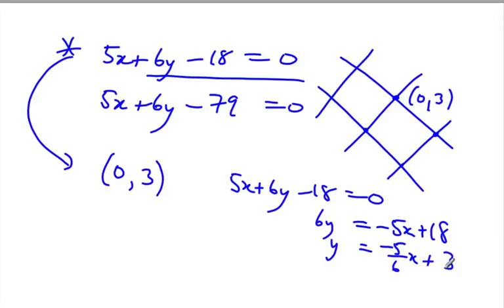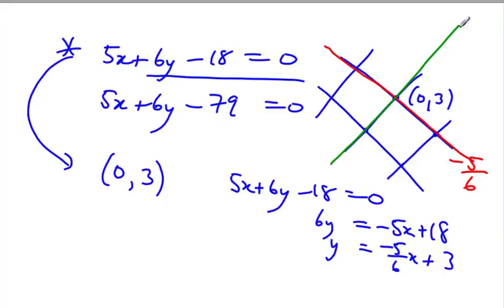0, 3 is a point. We knew that because we did that before. But the important thing is the gradient of our line is negative 5 over 6. So this line here has a gradient of negative 5 over 6. What is the gradient of that, the dirty green colour, which is at right angles? 6 over 5.